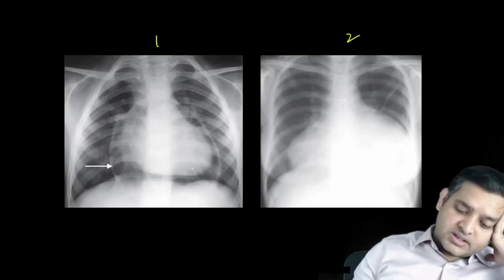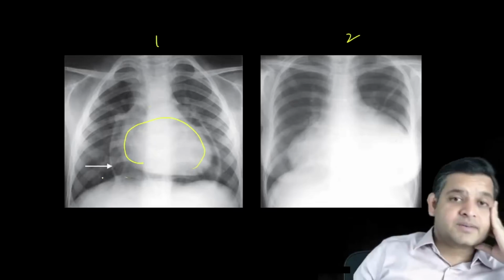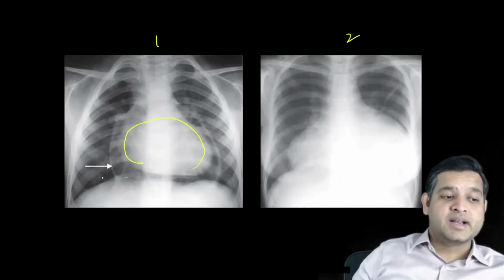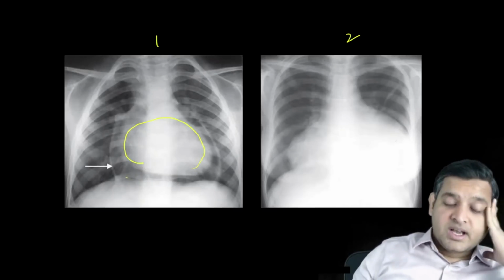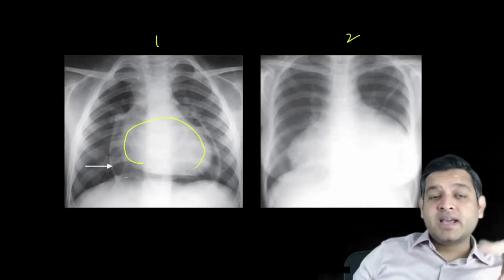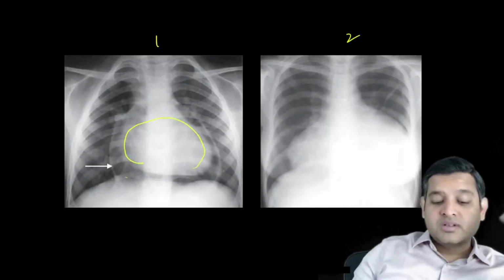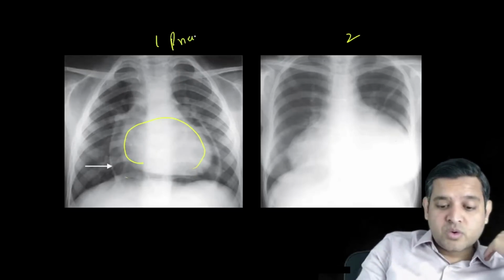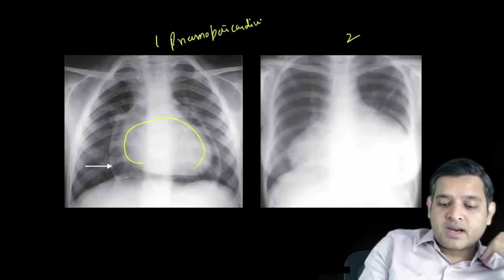Now what you are seeing is the heart, which is outlined by air, very clearly seen. So it is outlined by the air. Air is pneumo. This is a case of pneumopericardium.